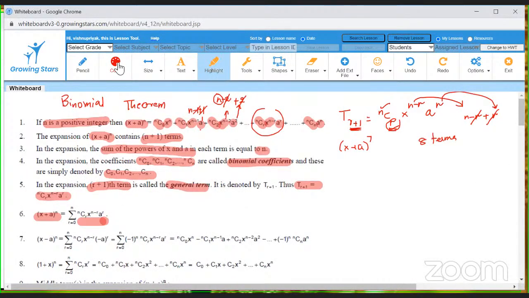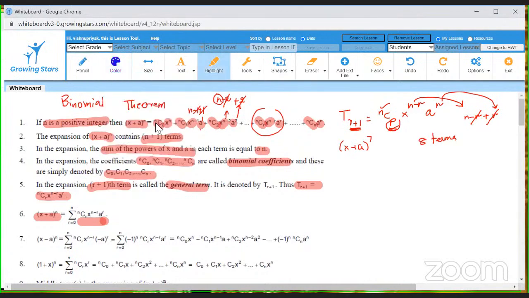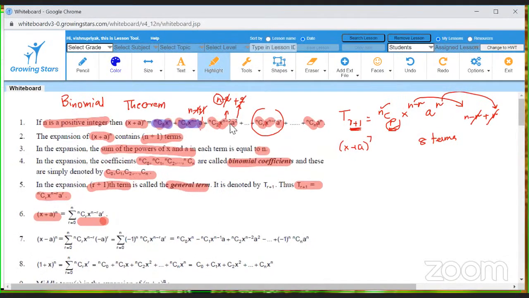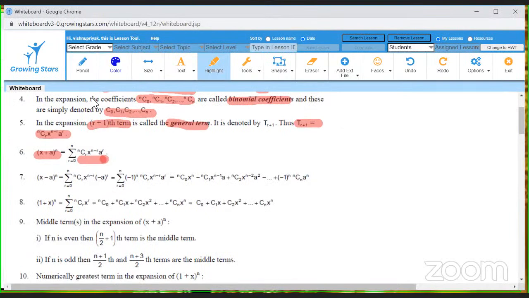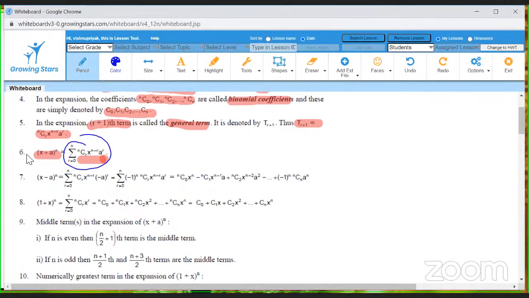All these terms in the first formula you see: if you put r equal to 0, you'll get this. r equal to 1, r equal to 2. Like that, it will continue until r equal to n. This is the short form of the expansion. Short form is sigma NCr x power n minus r, a power r, where r changes from 0 to n.